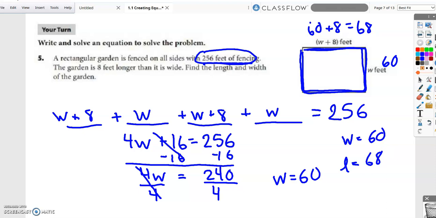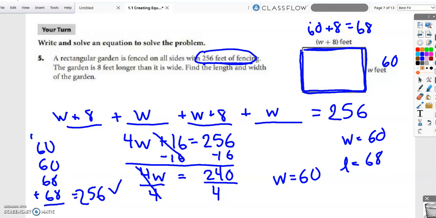So let's see if this is true. 60 plus 60 plus 68 plus 68. Okay, so that's 16. Carry the 1. 24, 25, 256. So we are correct.